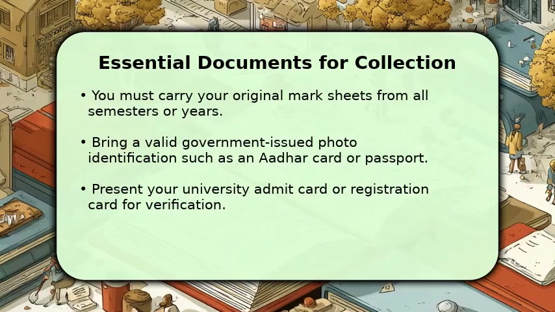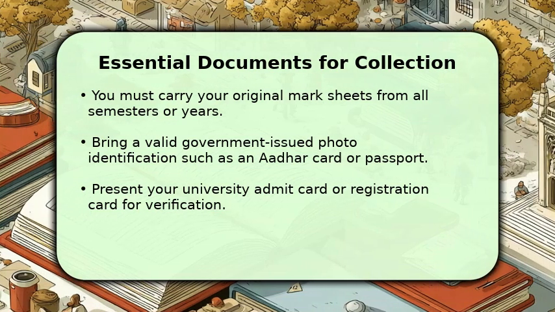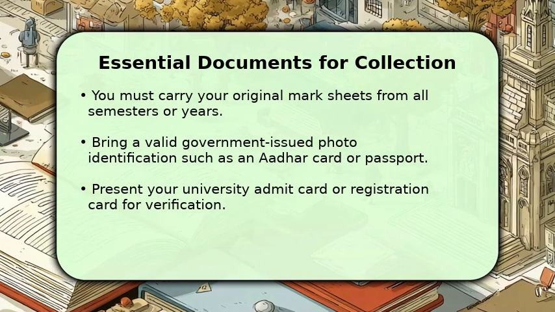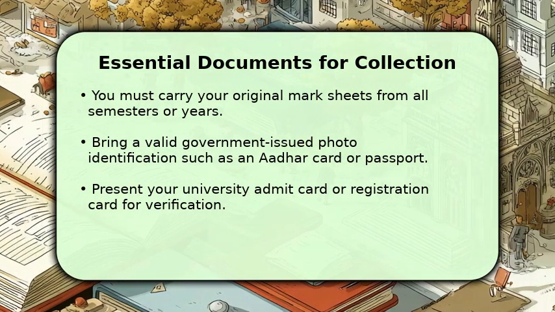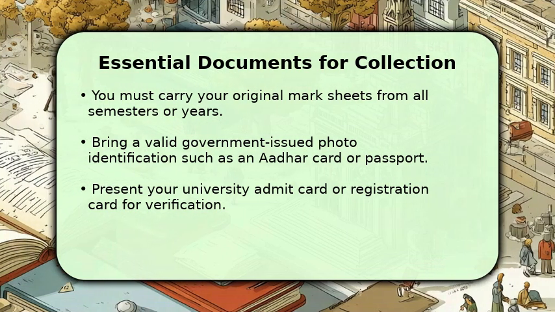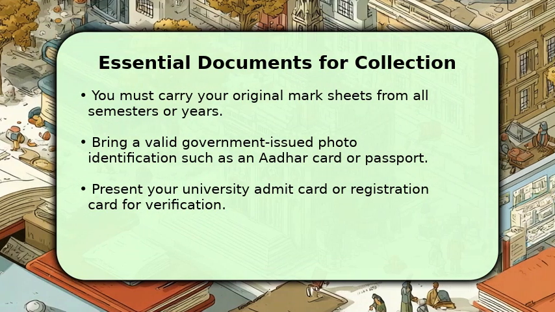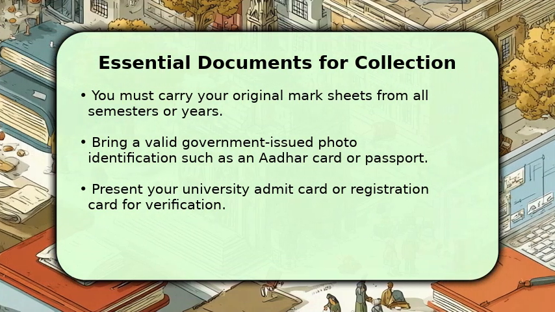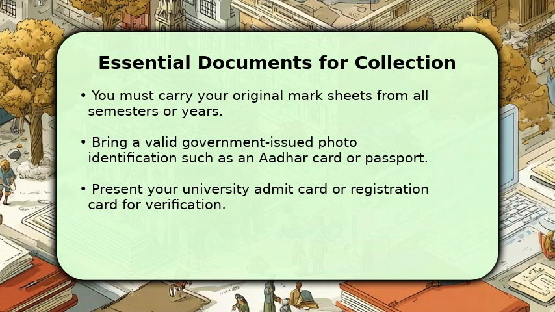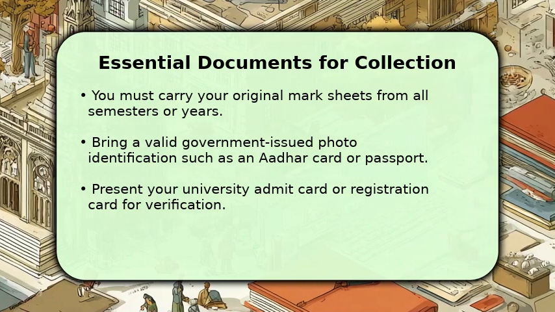To collect your original certificate, you will need a few vital documents. Always carry your original mark sheets from every semester or year of your program, along with a photocopy for the university's records. A valid government-issued photo ID, like your Aadhaar card or driving license, is essential for identity verification. Do not forget your university admit card or registration card, as these prove your enrollment. Ensuring these are ready will prevent any last-minute complications during your visit.